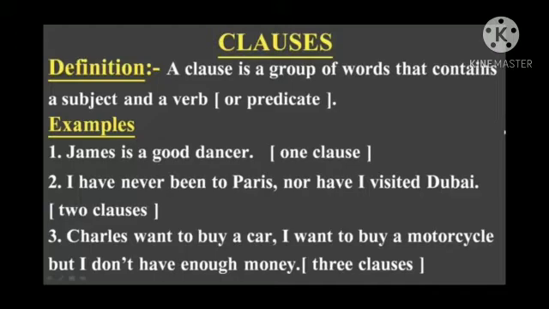Here, for example: James is a good dancer. This sentence has one clause. I have never been to Paris, nor have I visited Dubai. In this sentence, there are two clauses. Third example: Charles wants to buy a car. I want to buy a motorcycle, but I don't have enough money. In this sentence, there are three clauses.